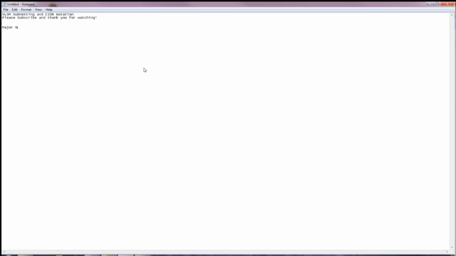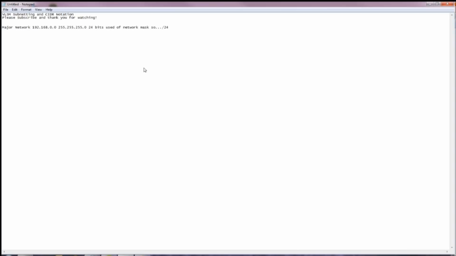Today we're going to do VLSM subnetting, or variable length subnet mask, and the CIDR notation. Basically what we're going to do is take a major network. Let's use the network 192.168.0.0, and it's going to be a Class C subnet of 255.255.255.0. And the CIDR notation of that would be, since there's only 24 bits out of the 32-bit IP address being used, a /24 CIDR notation.